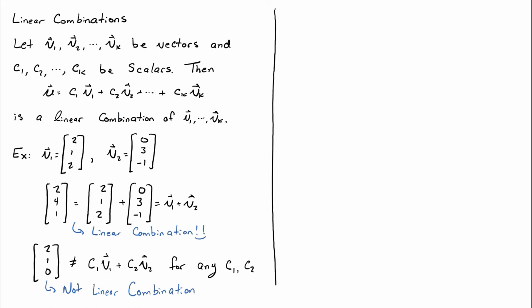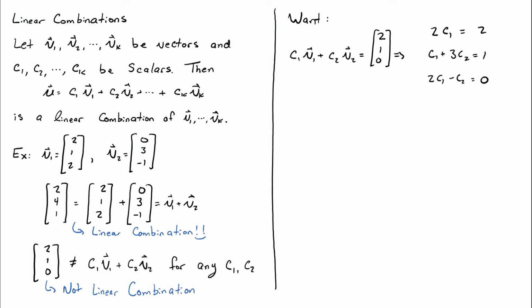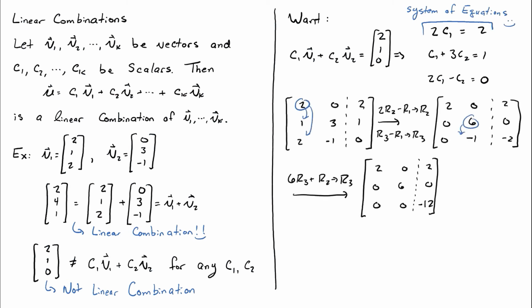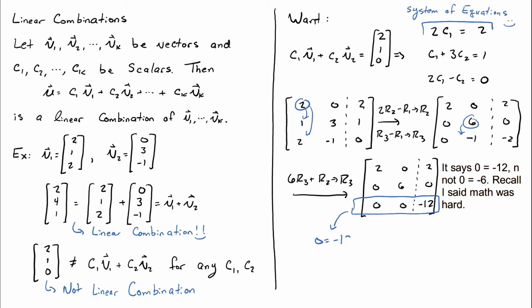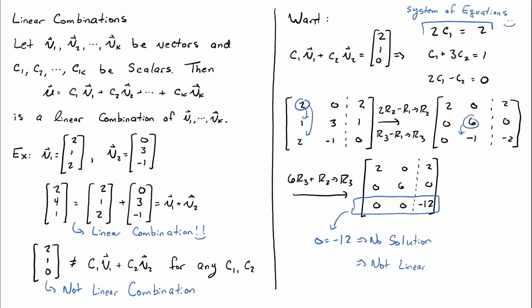How can this be, and how would we ever be able to tell? Well, we want c1v1 plus c2v2 to equal (2, 1, 0). Plug in the vectors and get 3 equations that we need to solve. This is lucky because we know how to solve things like this. Put it into an augmented matrix and reduce. Notice the bottom row would give the equation 0 equals -6, which is not true, so there is no solution. Or we can say (2, 1, 0) is not a linear combination of v1 and v2.